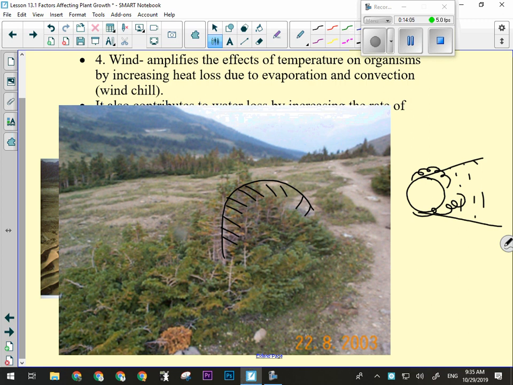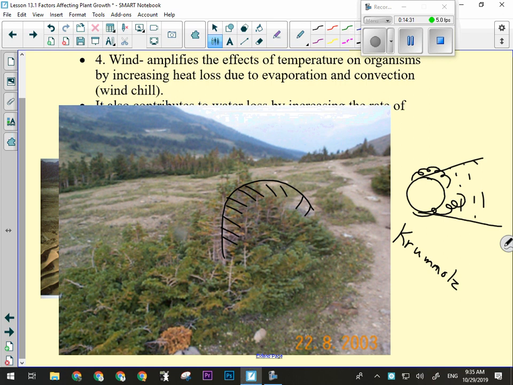So it actually causes a type of thigmotropism. The wind can cause a type of thigmotropism that alters the shape of the tree to protect itself. This is actually called krummholz. The form of this tree, when it grows like this, is called krummholz.